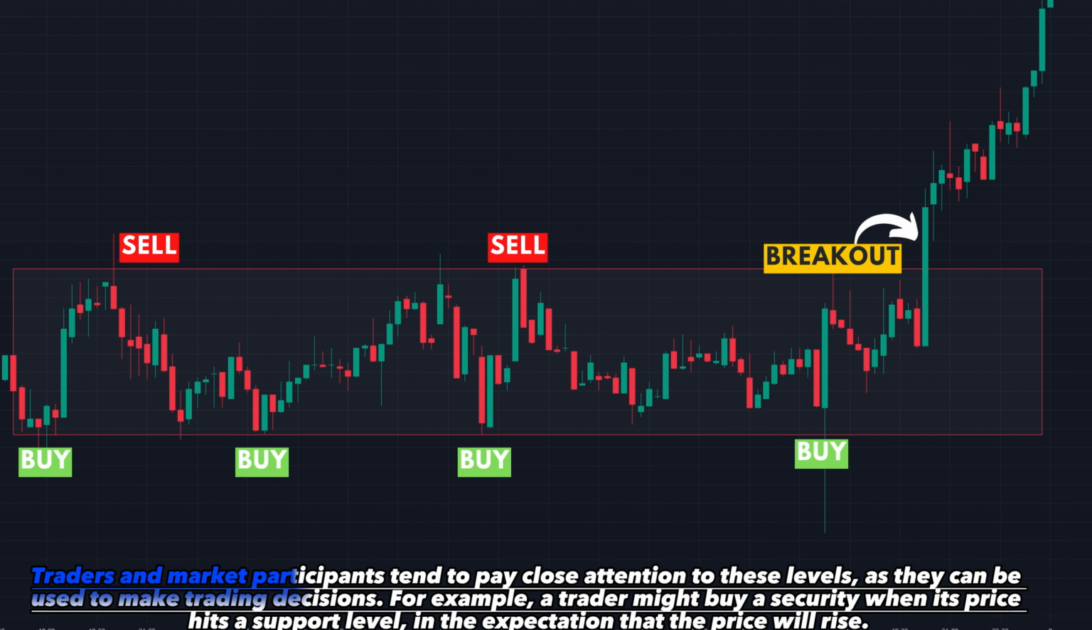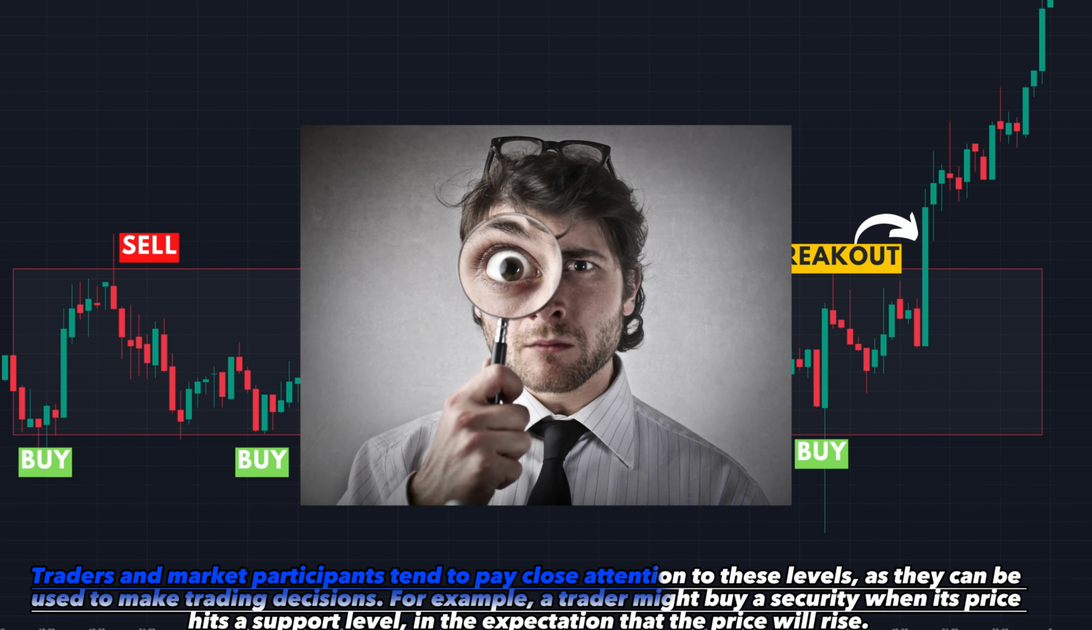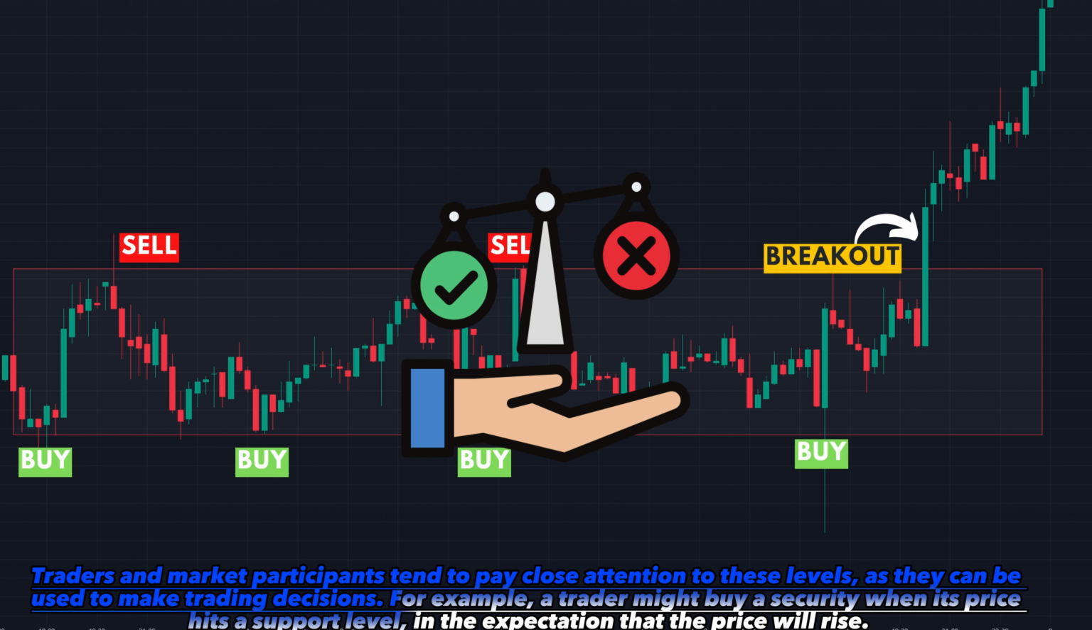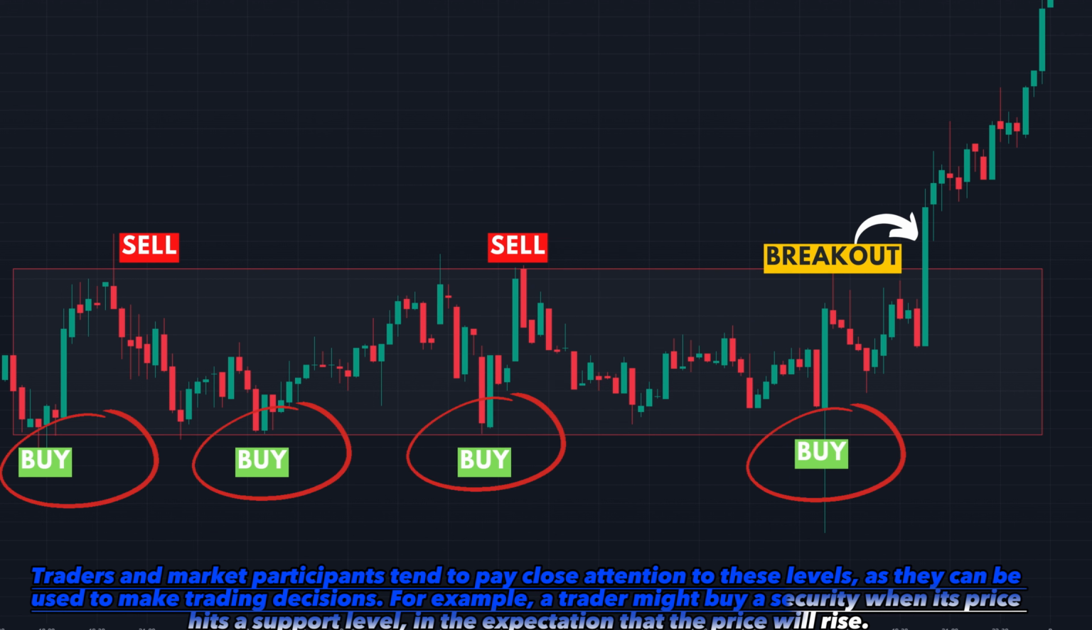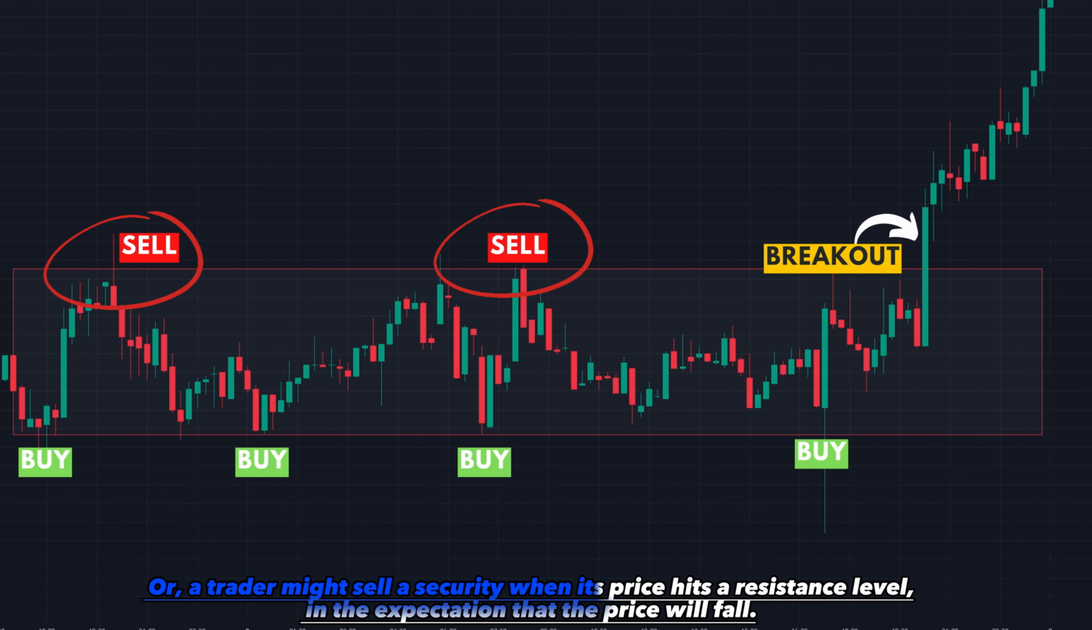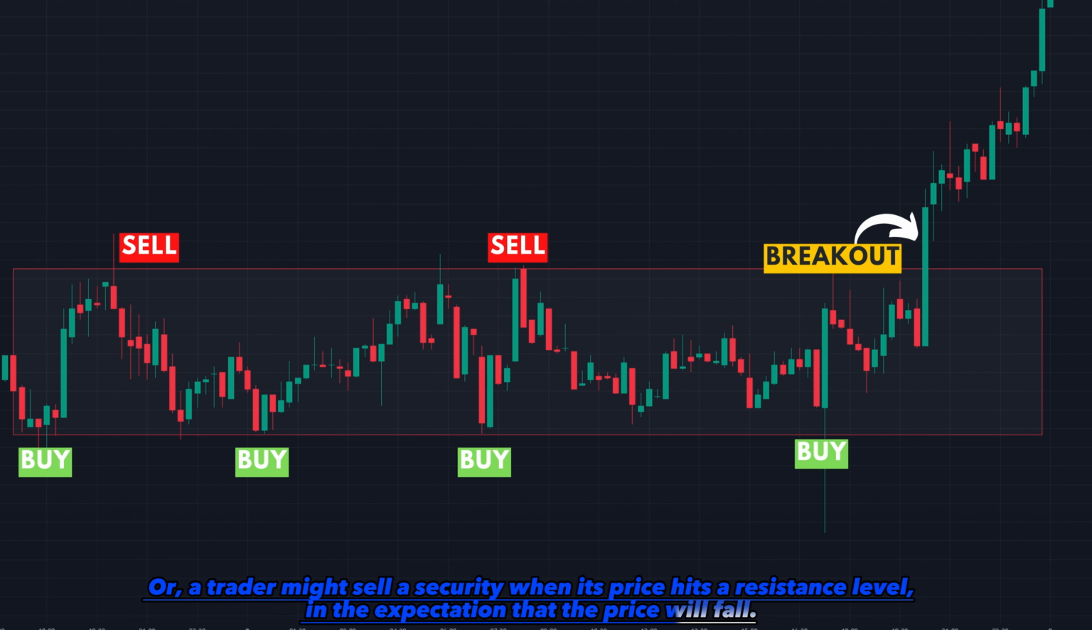Traders and market participants tend to pay close attention to these levels, as they can be used to make trading decisions. For example, a trader might buy a security when its price hits a support level, in the expectation that the price will rise. Or, a trader might sell a security when its price hits a resistance level, in the expectation that the price will fall.